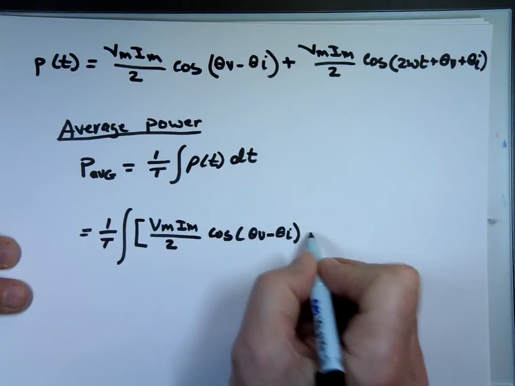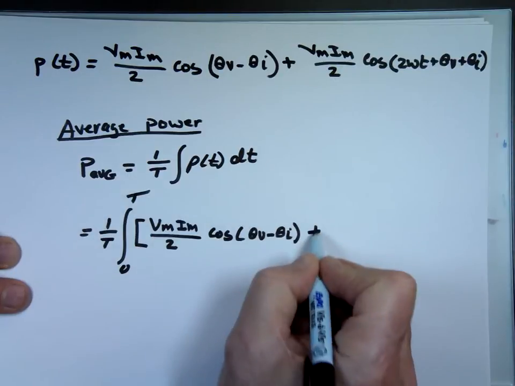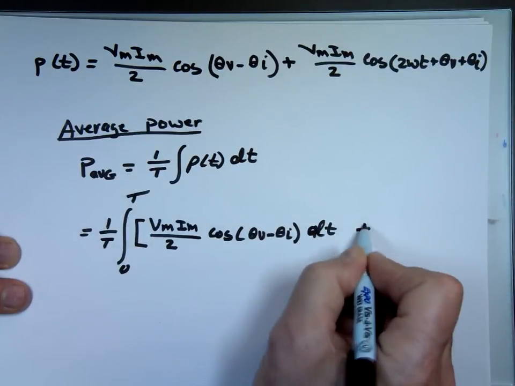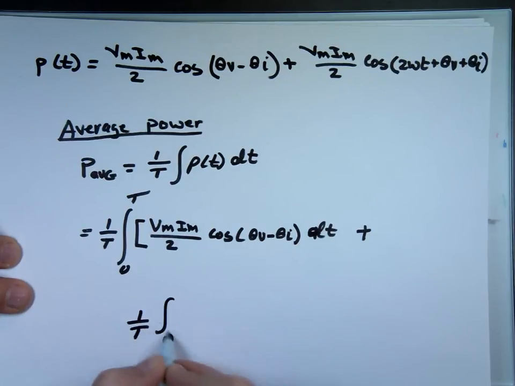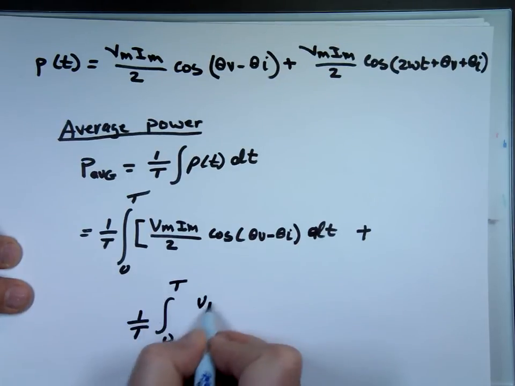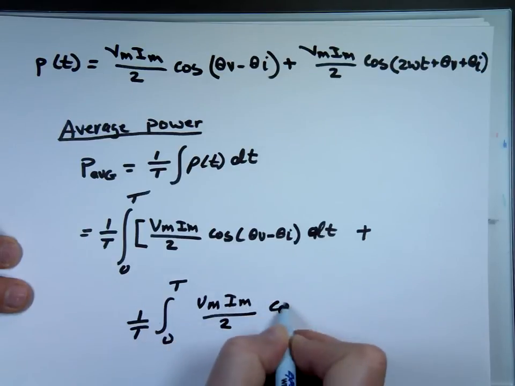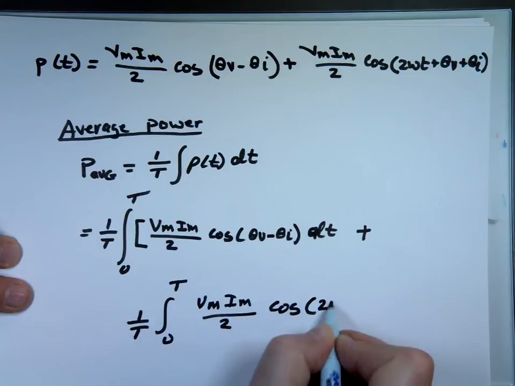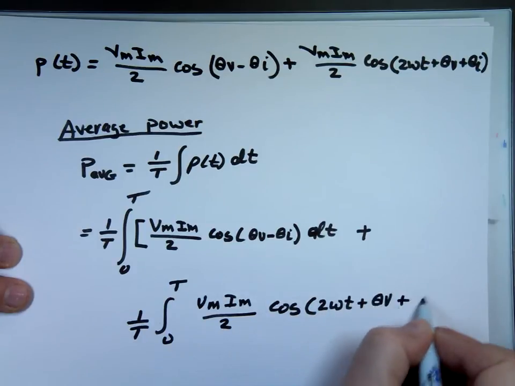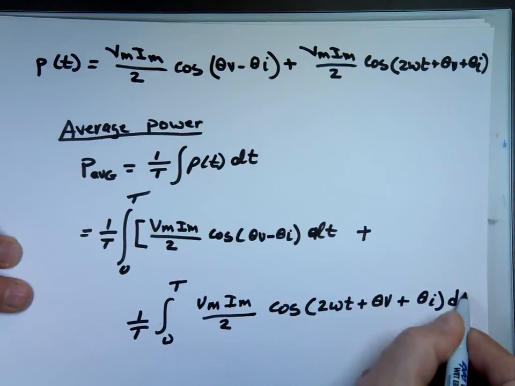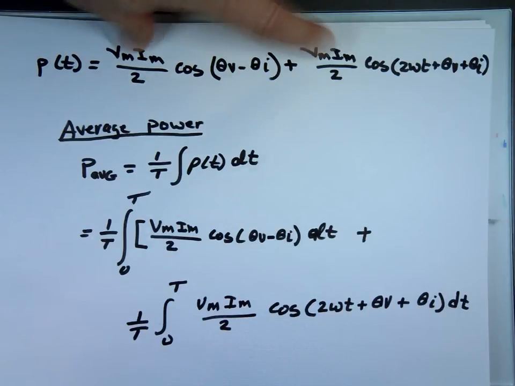Plus, this is from 0 to T, dt, plus 1 over T, the integral over a full period of V max I sub max over 2 cosine. I broke it down to two parts, 2ωt plus θV plus θI dt. So I broke the average power of this equation into two parts. I'm making the integral of this, the integral of that.